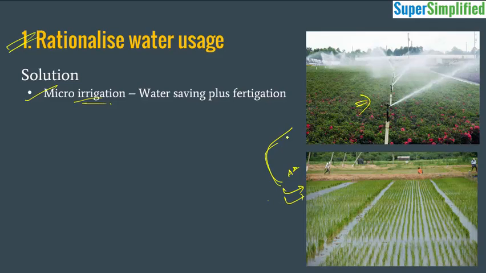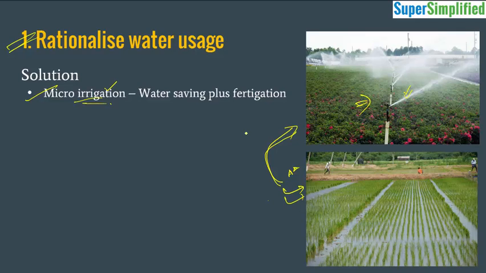It is only required for certain crops like paddy, but this technique is employed for mostly all the crops. And here you can see a sprinkler system. This is highly efficient, and this uses very little water. Micro irrigation basically comes in two flavors. There is a sprinkler system which is shown in the picture, and there is also drip irrigation.